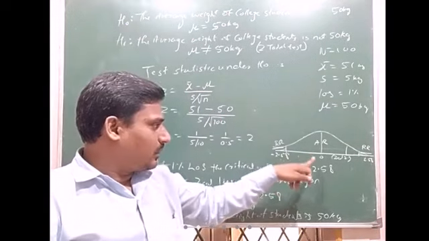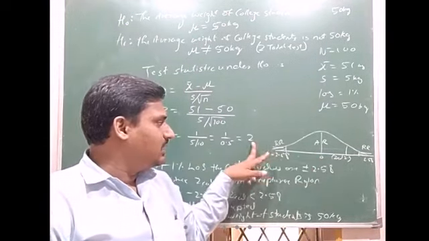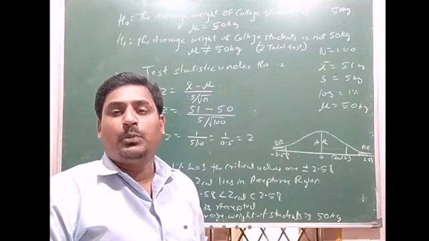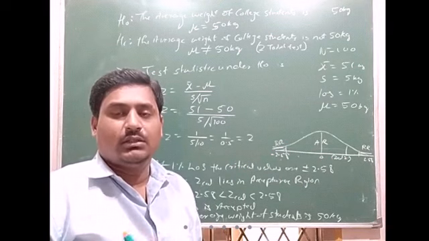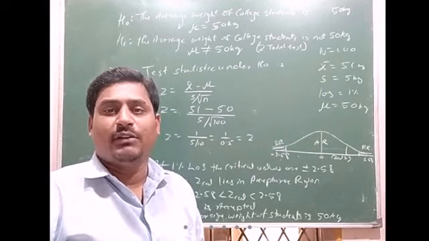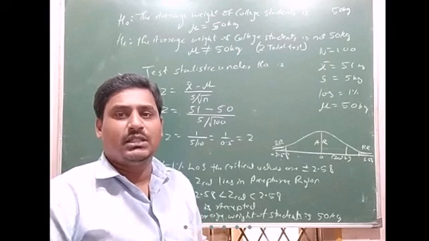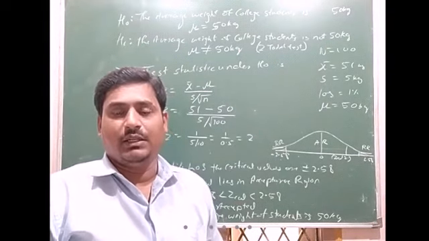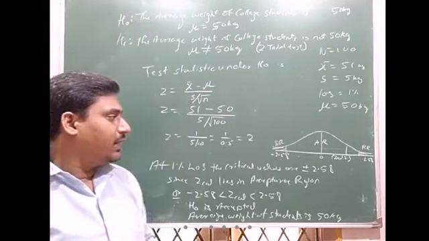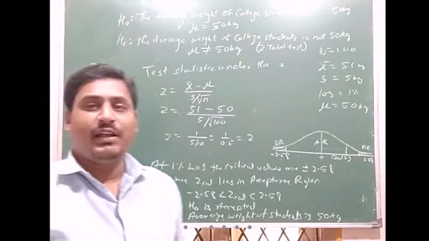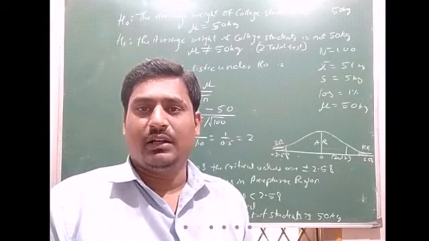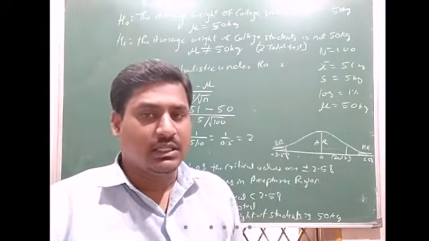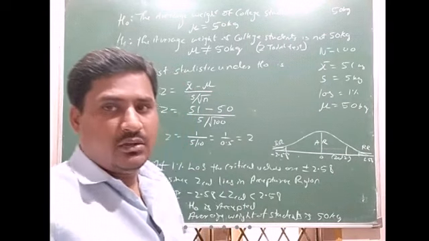And if our answer is more than 2.5, suppose it is 2.6, 2.7 or 3, then H0 is rejected. That means average weight of the student is not 50 kg. Remember that. Even if it is 2.58, H0 is accepted. 2.59, H0 is rejected. Okay, now tell me any doubts.